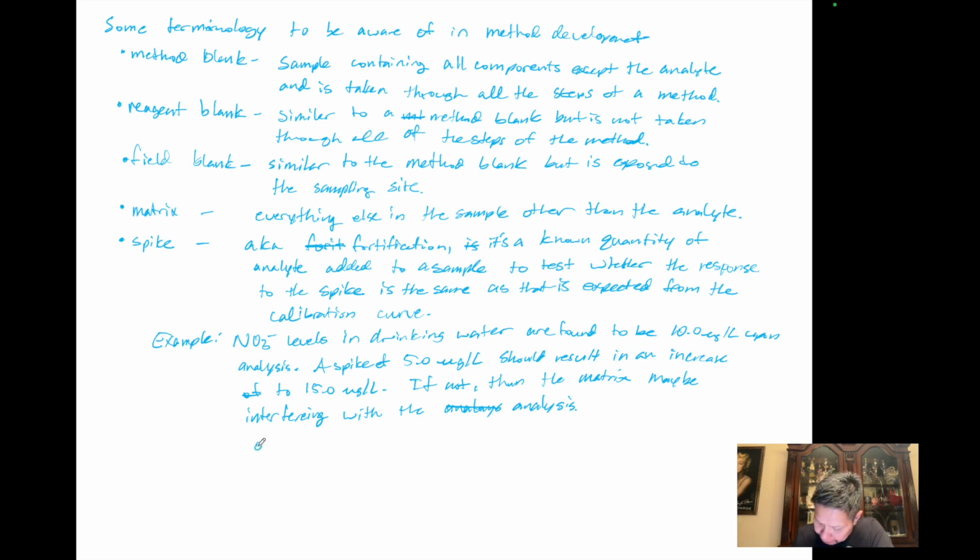So that is percent spike recovery equals the concentration of the spike sample. So we'll call that big C.